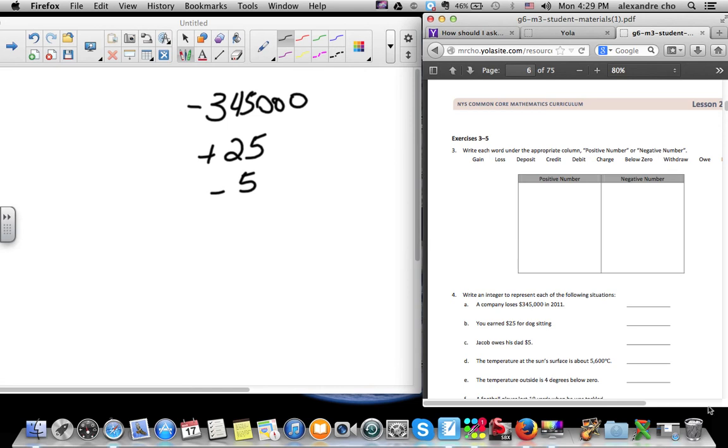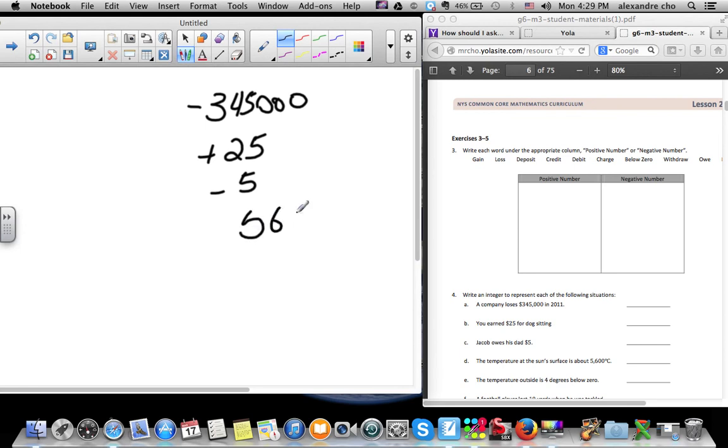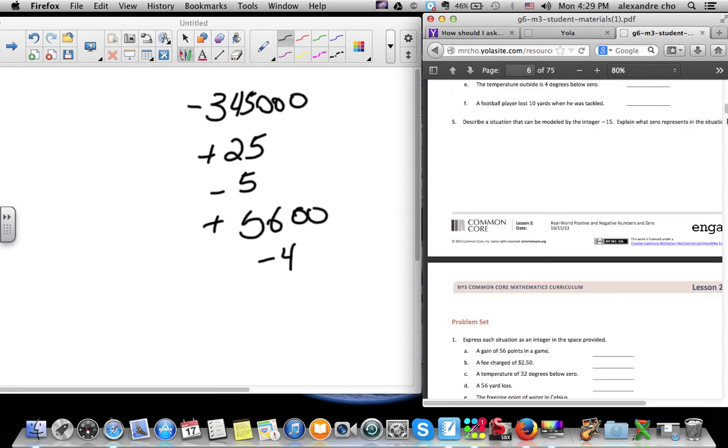The temperature at the sun's surface, about 5,600 Celsius. Well, it's pretty hot, so that's above, positive. Temperature outside is 4 degrees below, negative 4. And then, football player lost 10 yards. To lose means negative.